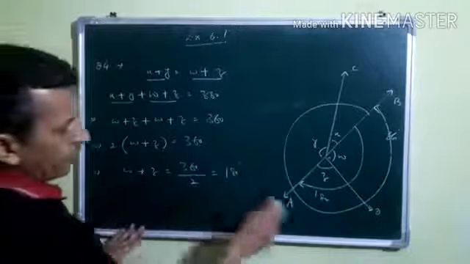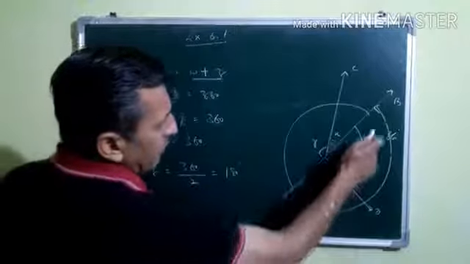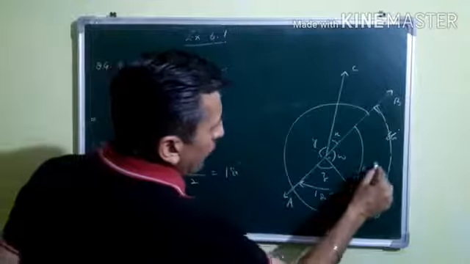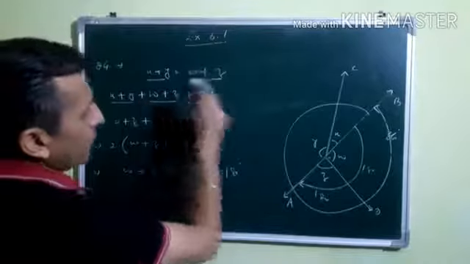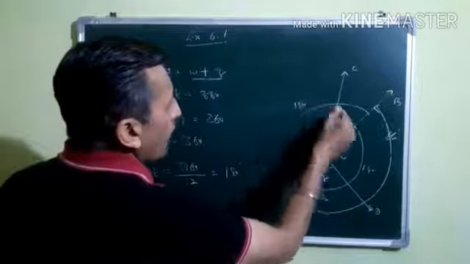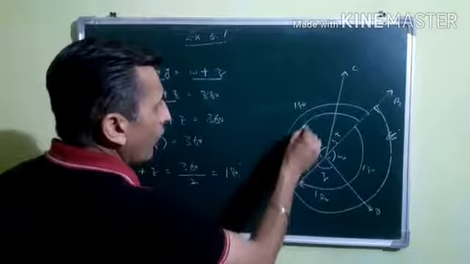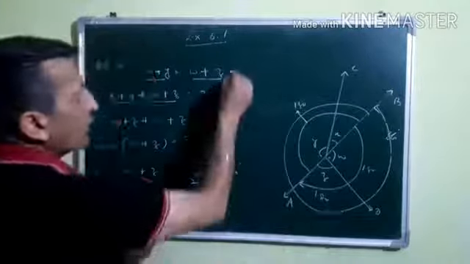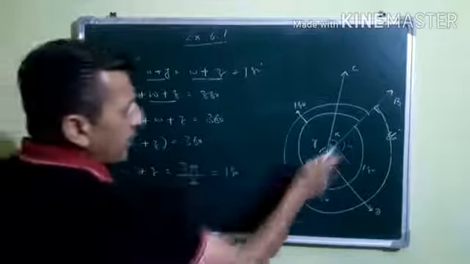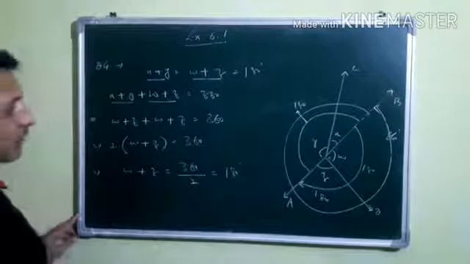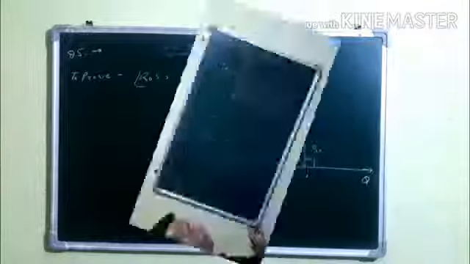So clearly w plus z, this one, is equal to 180 degrees. Similarly, since both are equal, you can say x plus y is also equal to 180 degrees. So that shows AB is a straight line. That's all. So this was your question number 4.